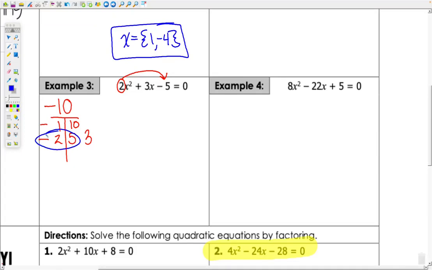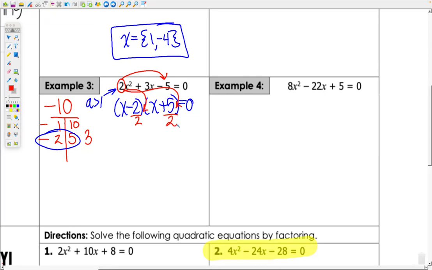But this is where the steps increase. Because this number right here is greater than 1, then when you write your factors, x minus 2, x plus 5, you have to take the number you multiplied by and divide it. Let me show you where that goes. This 2 that you multiplied, you're going to divide it here, and you're going to divide it here.